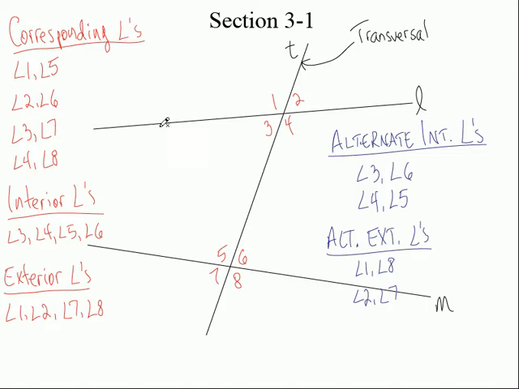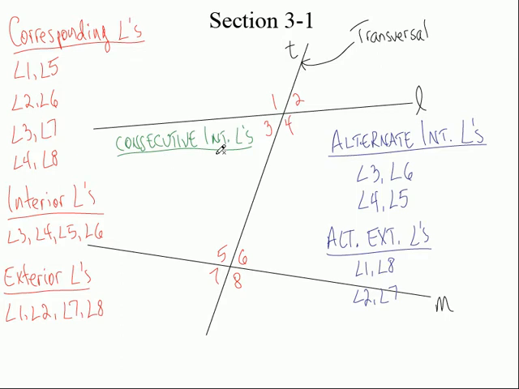Okay, there's one more type. Look at 4, and don't look at 5, but look at 4 and 6. Do you see how they're on the same side of this transversal? I had a book that used to call them same side interior angles, and I kind of like that. But this book uses a different one. They call them consecutive interior angles. Consecutive means one right after the other. Consecutive interior angles.